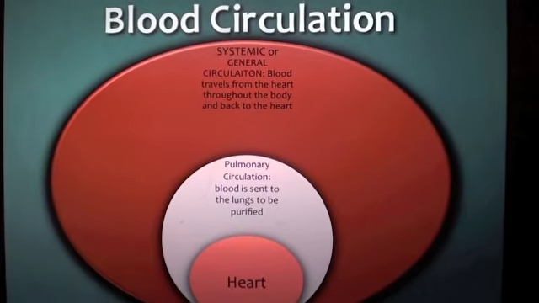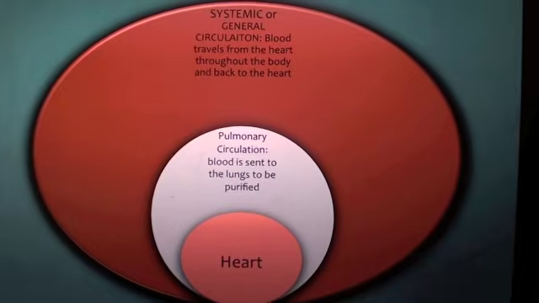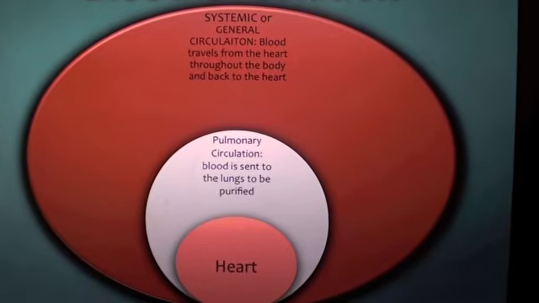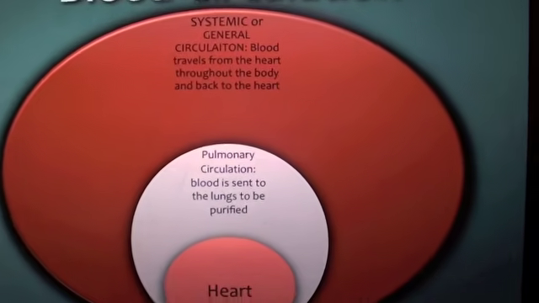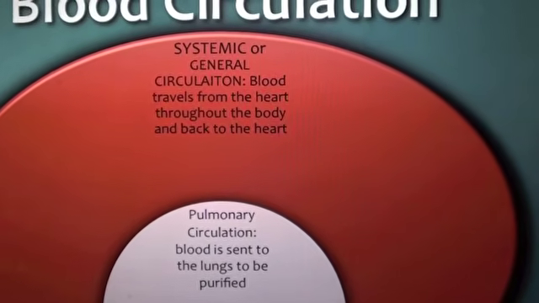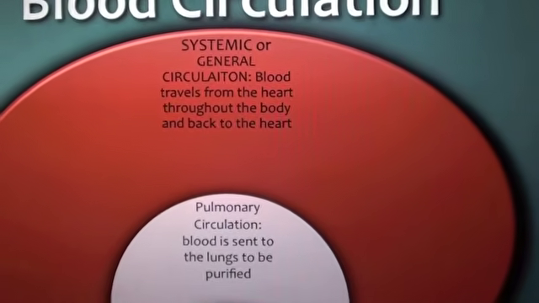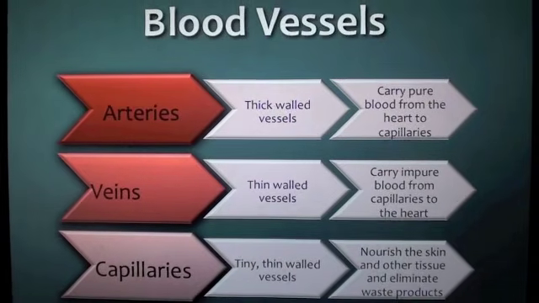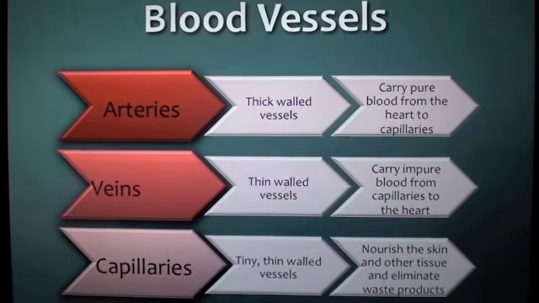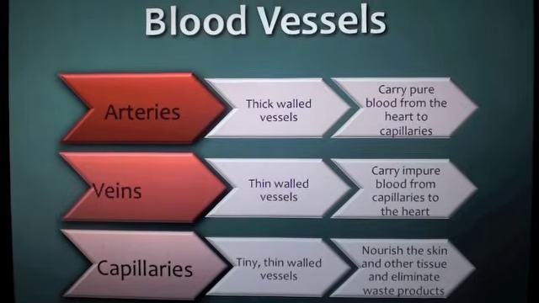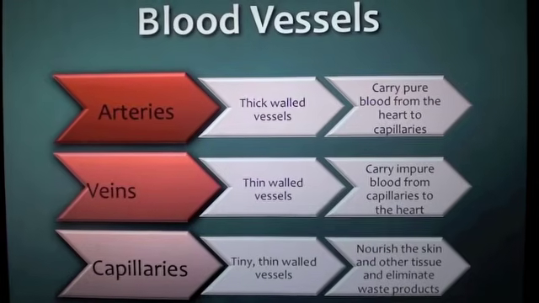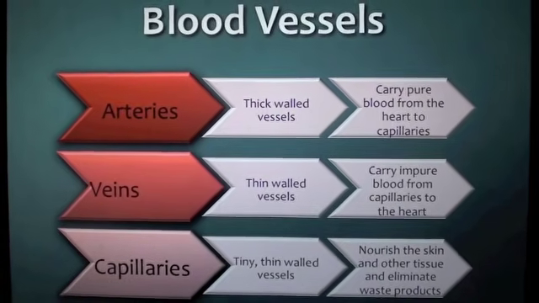Blood circulation. There are two kinds of blood circulation. Blood goes from the heart to the lungs to be purified. That's pulmonary circulation. During the systemic circulation, the blood travels from the heart throughout the body and back to the heart. Blood vessels. Arteries are thick-walled vessels that carry pure blood from the heart to capillaries. Veins, thin-walled vessels, carry impure blood from capillaries to the heart.